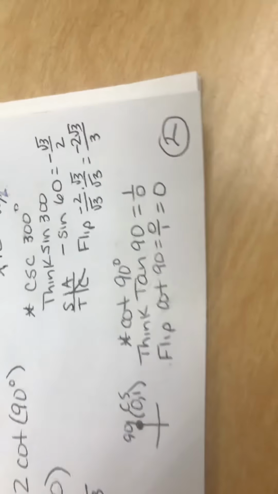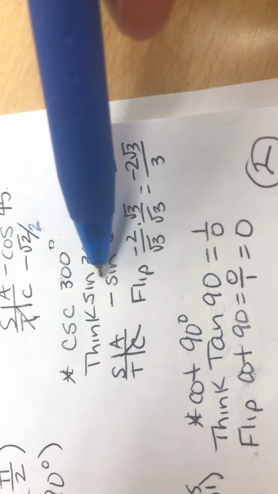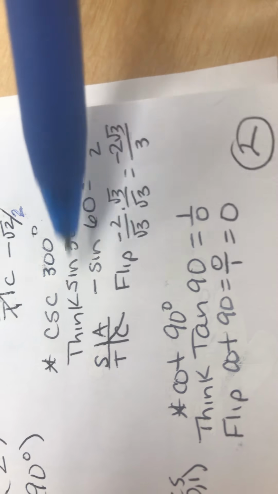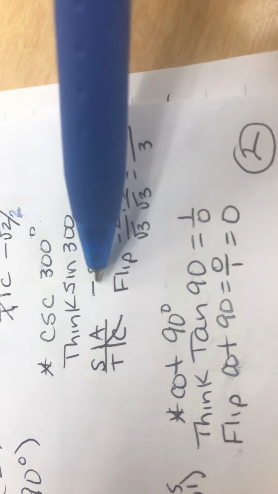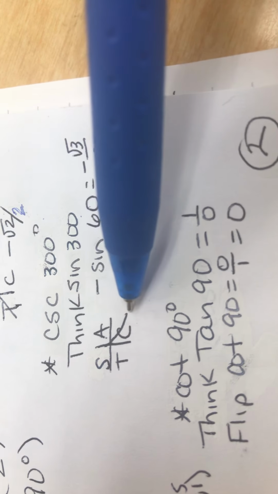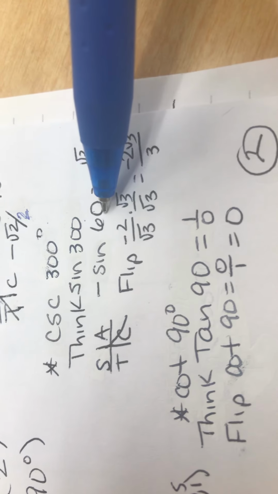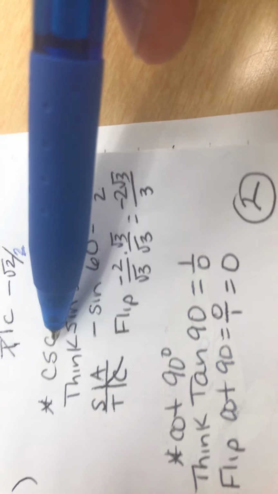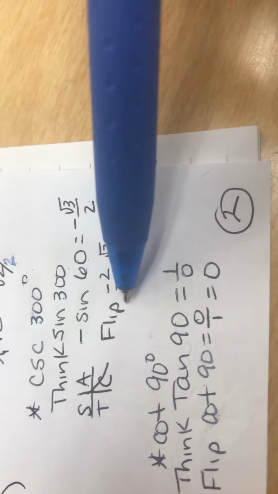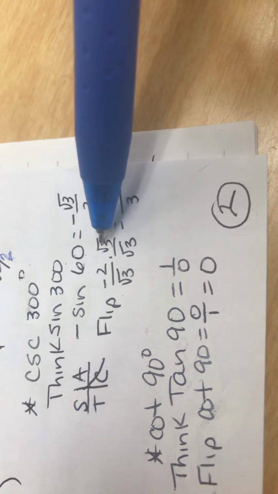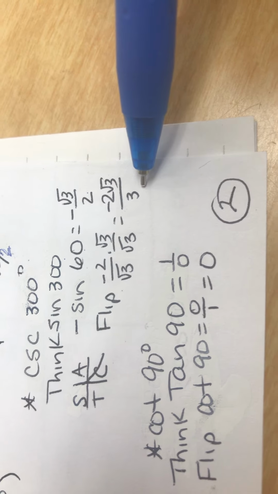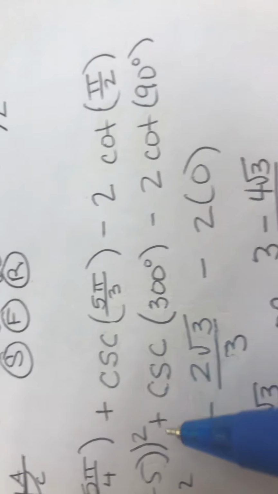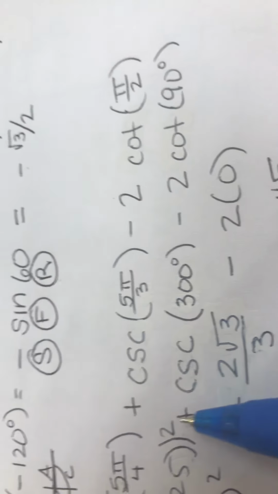Okay? Then cosecant of 300, you have to think sine of 300 first. So 300 lands here, which would be a negative sine. The difference between 300 and 360 is 60. That would give me a negative root 3 over 2, but because it's cosecant and I think sine, I have to then flip it. So I do the reciprocal, I rationalize it, and I get this answer. Okay? So I brought that answer over here, which is why this addition changed to subtraction, because it was a negative. Then we had a cotan of 90 degrees.